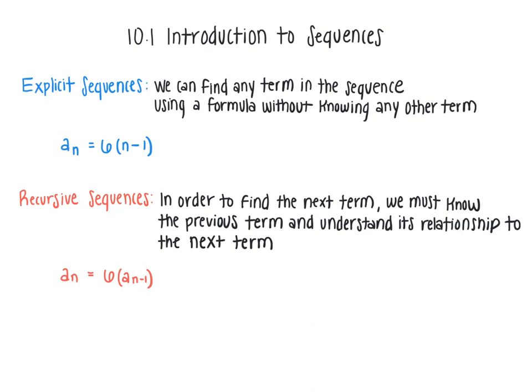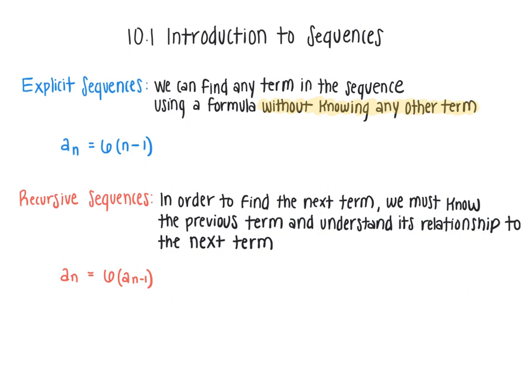This week, we're learning about sequences, and we're going to start by learning about two specific types. The first type is referred to as an explicit sequence. As the definition says, we can find any term in the sequence using a formula without knowing any other term. That's the key feature that sets an explicit sequence apart from a recursive sequence.